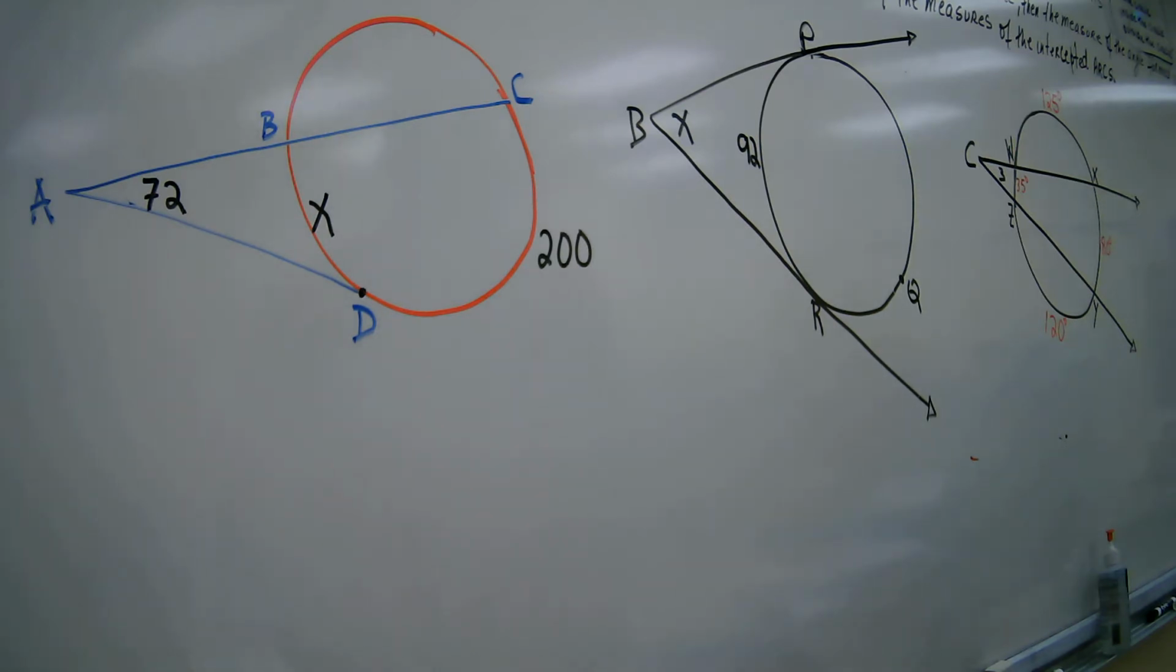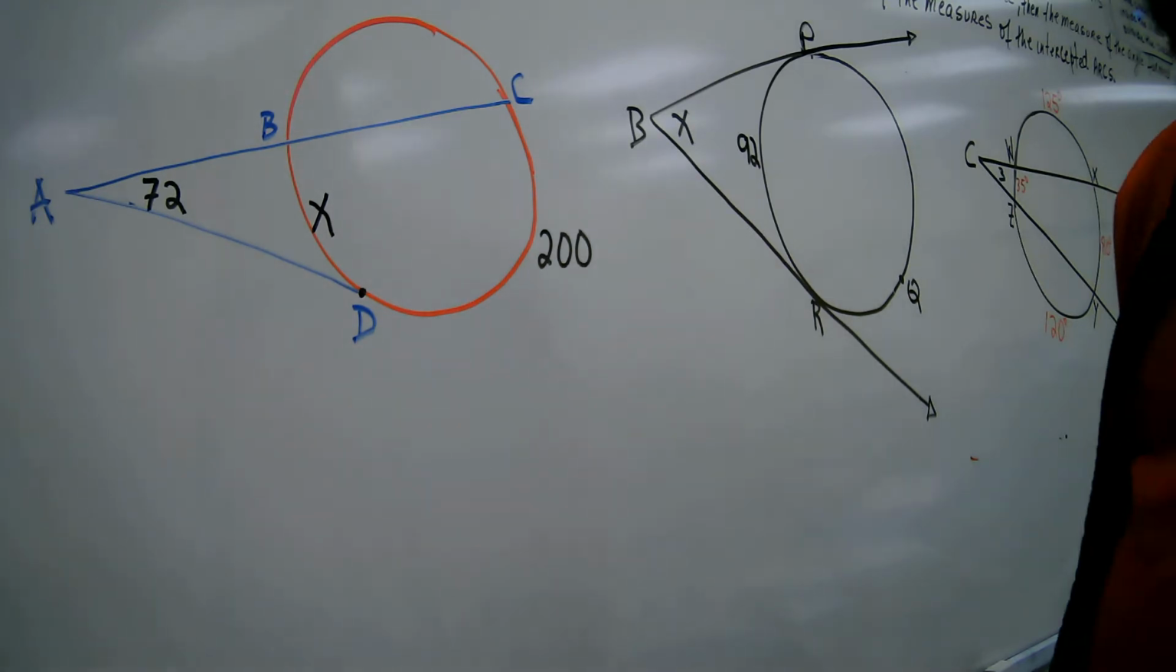We're going to look at the theorem saying that if a tangent and a secant, or two tangents, or two secants intersect in the exterior of a circle, then the measure of the angle formed is 1/2 the difference of the measures of the intercepted arcs. So let's break it down.